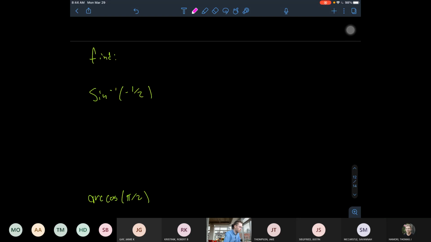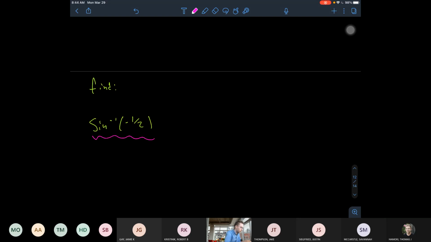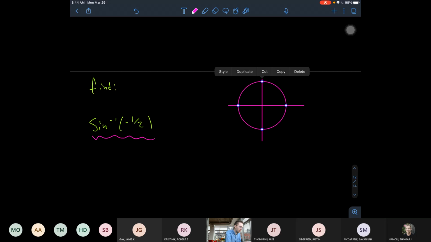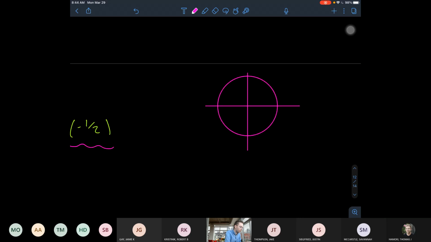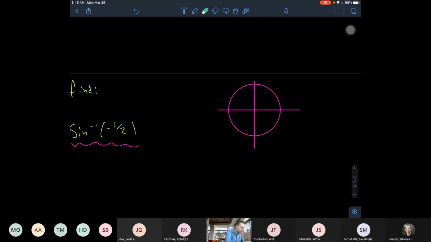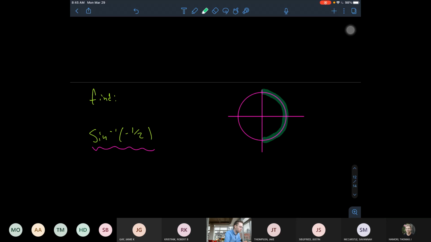Okay, so the first question is to find out, okay, what is sine inverse of -1/2? Okay, so what I'm going to do is I'm going to immediately draw a unit circle. And I'm going to immediately not care whatsoever about the left half of the unit circle. I'm only caring about the right half of the unit circle, because I know that sine inverse should produce a value of theta which lies between -π/2 and π/2. So forget about the left half.